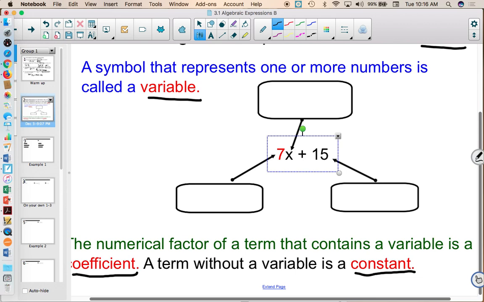Chance, what do you think? Coefficient. The numerical factor of a term that contains a variable. Good. It has a variable with it. So we call it the coef. That is the coefficient, okay?